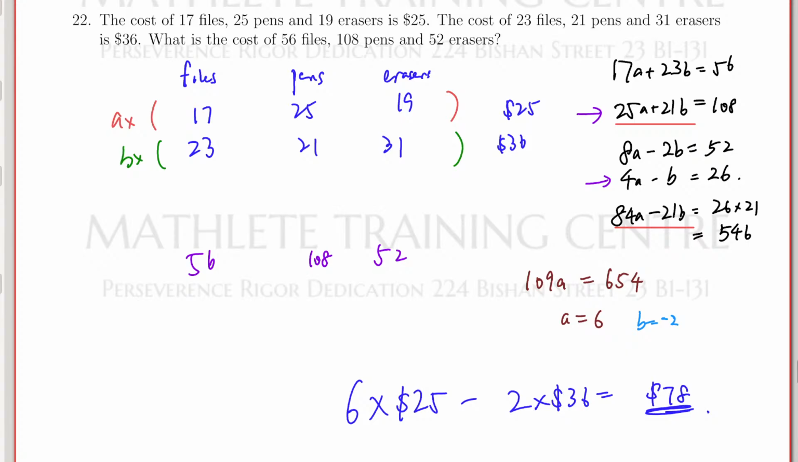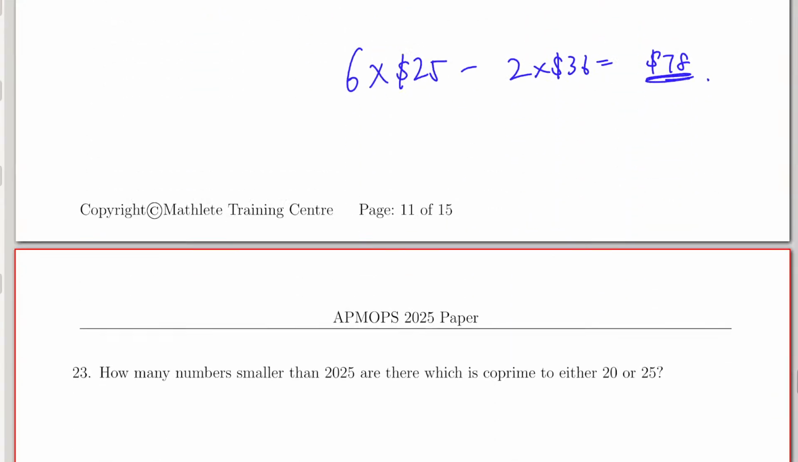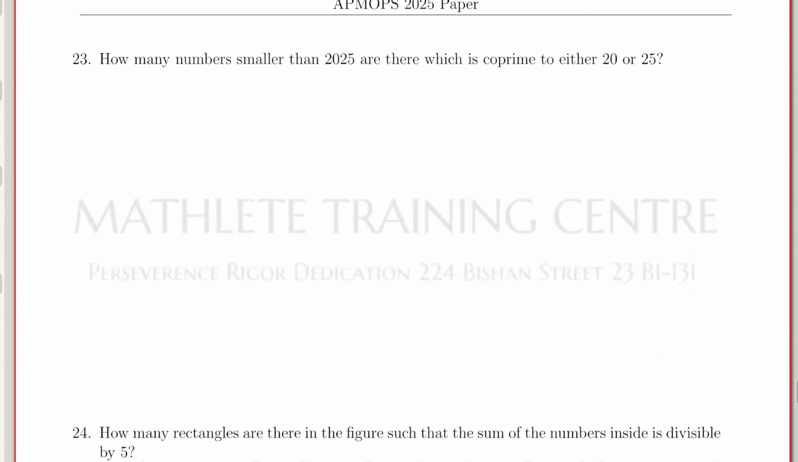Okay, let me move on to question number 23. This question says, how many numbers smaller than 2025 are there which are coprime to exactly 1 of 20 or 25? So we already saw what coprime means, right? This is relatively prime.